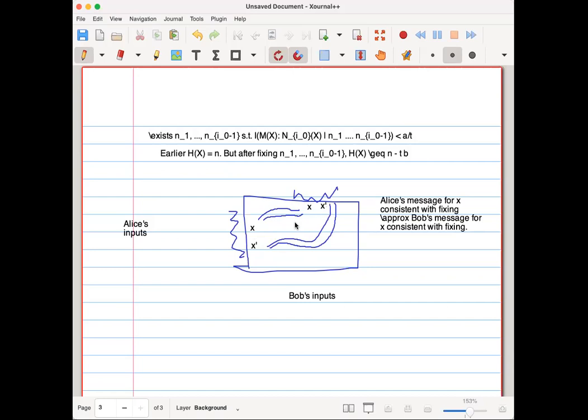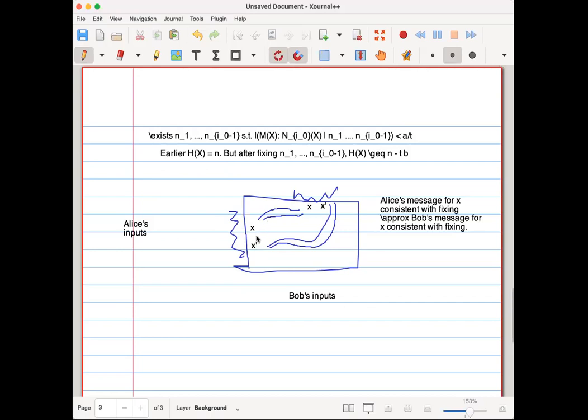So what I'm saying is that once I have cut down to this subset of messages, which are consistent after fixing, there is still enough messages in this subset, enough juice in this subset. Now, you take an arbitrary message from this subset, feed the same message X here, feed the same message X here, and the resulting messages of Alice and Bob are close.